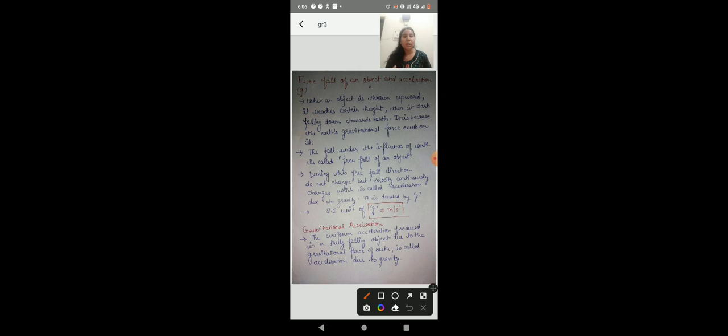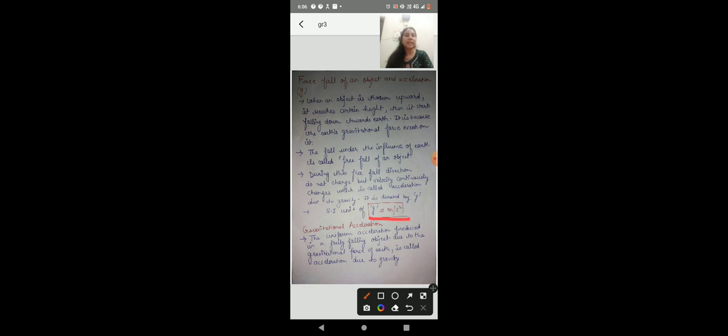During this free fall, the direction does not change but the velocity continuously changes, which is called acceleration, and it is represented by small g, the acceleration acting due to gravity. It is denoted by small g. The SI unit of g is meter per second square.